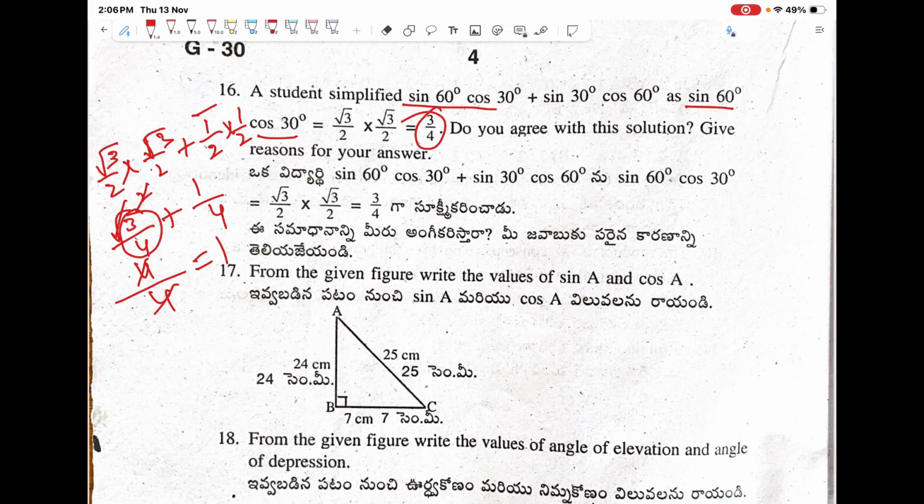Okay, so do you agree with the solution? Yes, I agree with the solution. And you have to mention that and write this whole procedure.